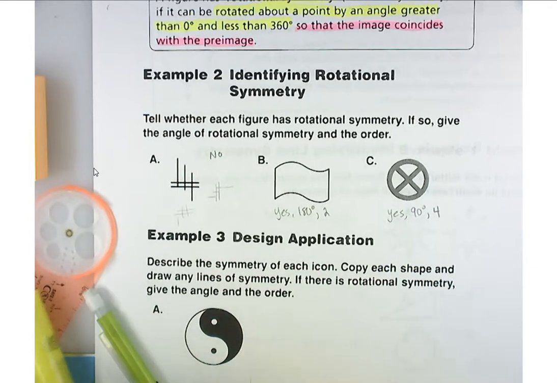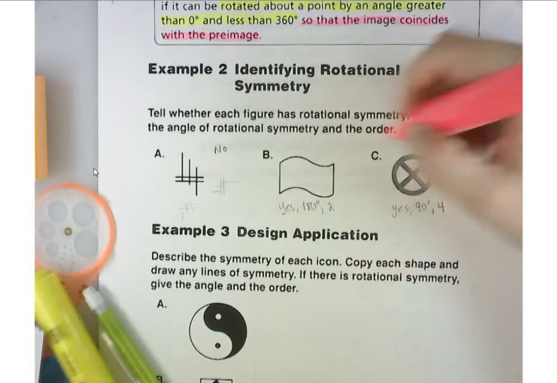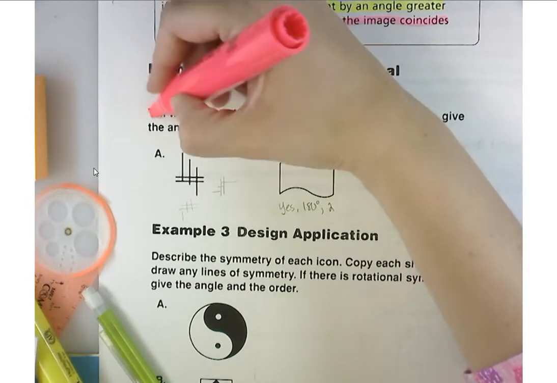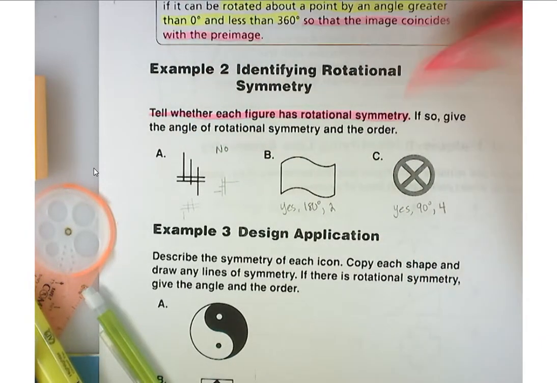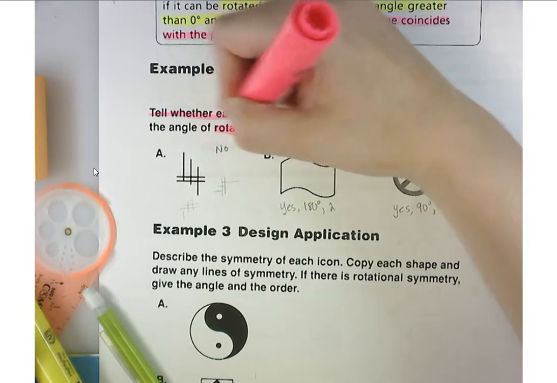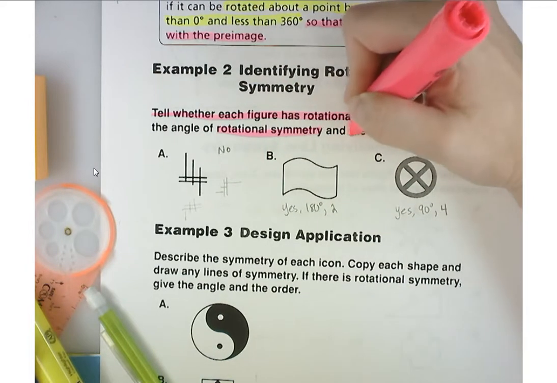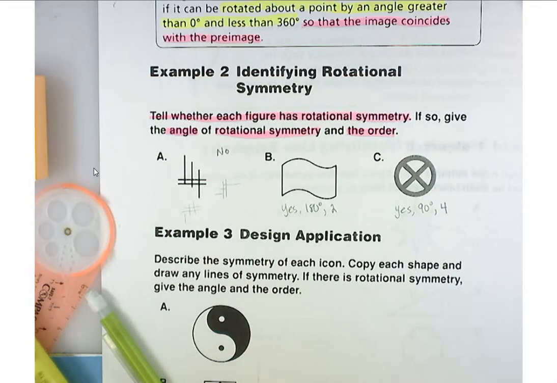Okay, so we did 3 things there. You're telling whether each figure has rotational symmetry, so that's yes or no. And then if yes, you give the angle and then the order. The order is how many times. How are you guys doing with that?